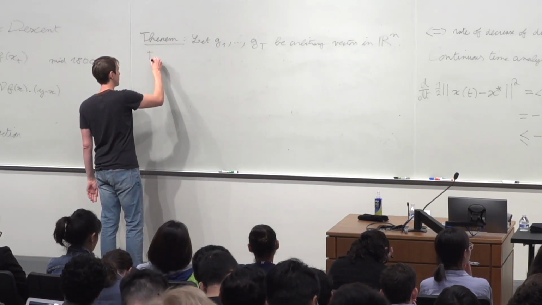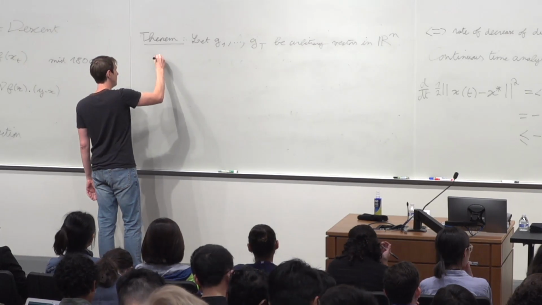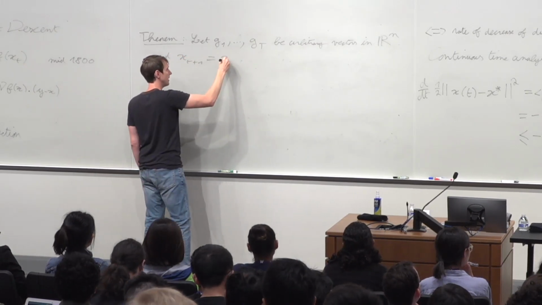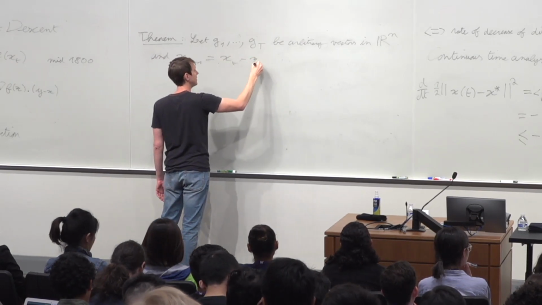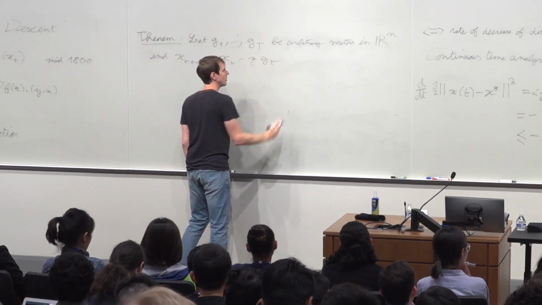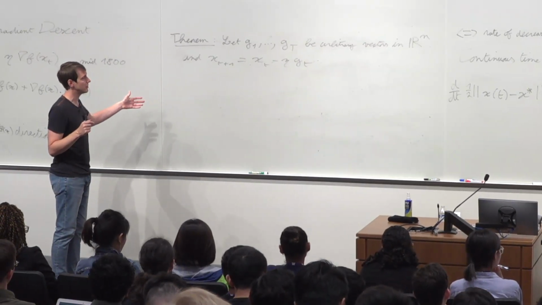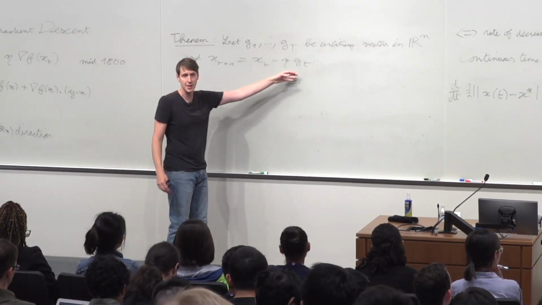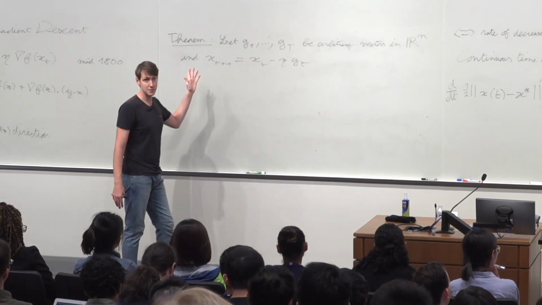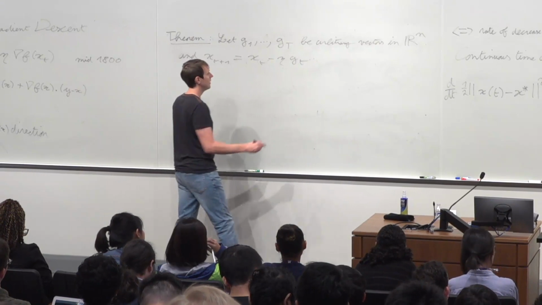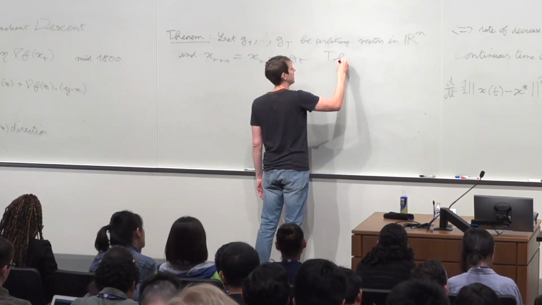Then, x_{t+1} is equal to x_t minus eta g_t. Okay, so you're doing gradient descent, but instead of stepping in the gradient direction, you're stepping in this g_t direction. If you want, at this point, you can think g_t is the gradient of the convex function, but it's more general. Then, what do we have?